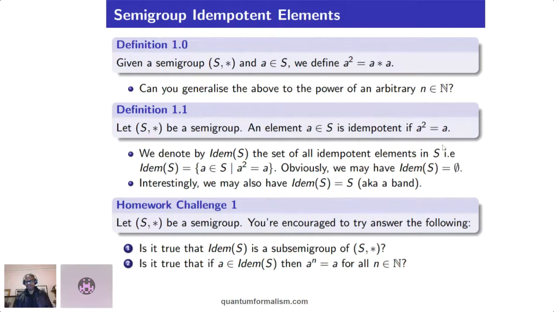The generalization works because a commutes with itself. So a times a is a times a no matter what order you do it, and the same for a cubed and so on. That's right.